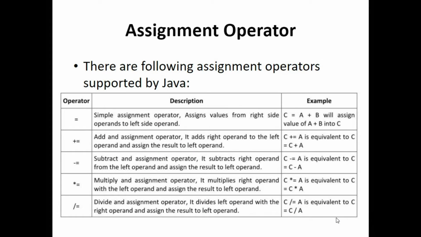Okay, our next topic is assignment operator. There are the following assignment operators supported by Java. Here is the list of assignment operators, and the description and examples are given in this table. The first operator is the equal sign, the simple assignment operator that assigns the value from the right hand side operand to the left hand side operand.